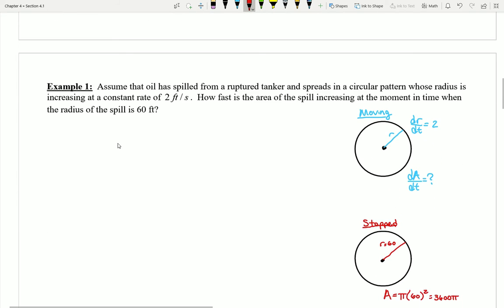All right, so let's take a look here. I'm going to go ahead and start with step number 1. Step 1: I'm going to try to create an equation that links together the different variables that I'm working with.